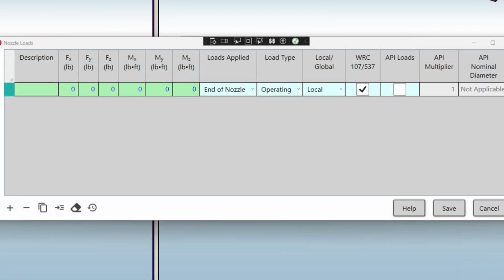It is worth noting that there is a similar feature that is available on the nozzle input screen for nozzle loads. This is another way where you can specify external loads acting on the stack, but the nozzle load option also considers the localized stress on the nozzle itself.